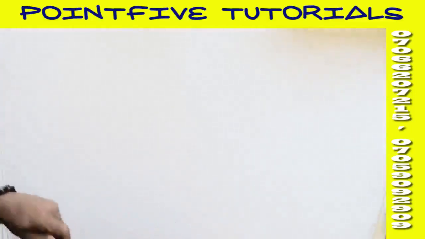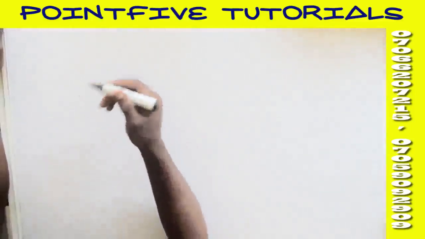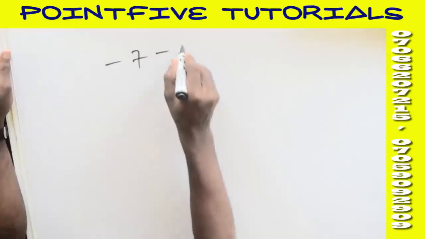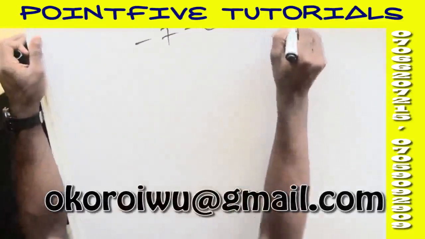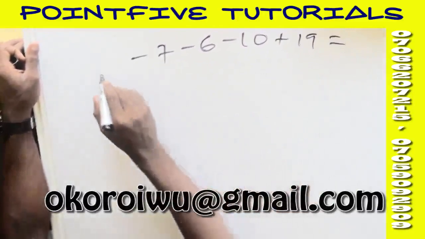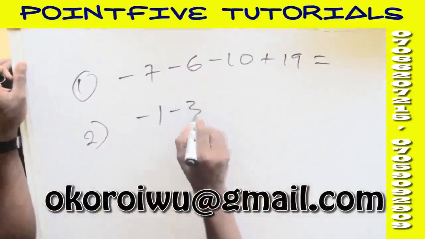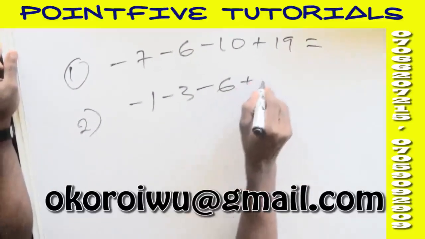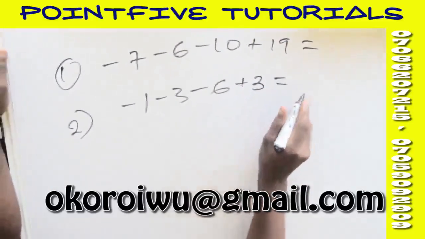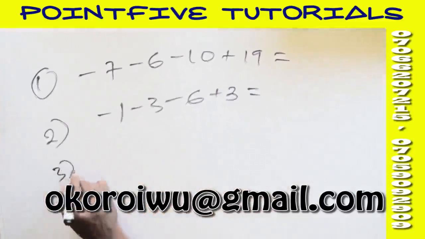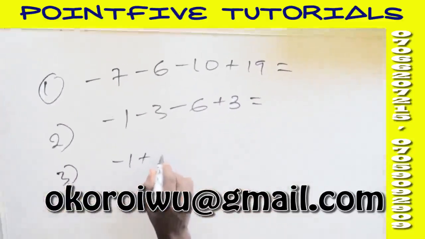I'll give you guys a simple assignment to check, such as minus 7 minus 6 minus 10 plus 19. Go back to me. This one is number 1. This is number 2, minus 1 minus 3 minus this plus 3 is equal to what? And let me finish it up by setting these guys for you.